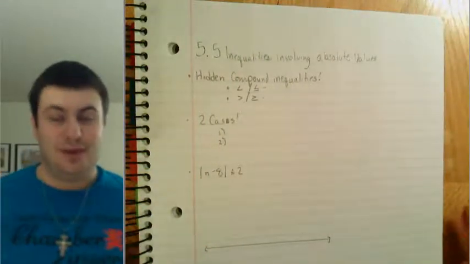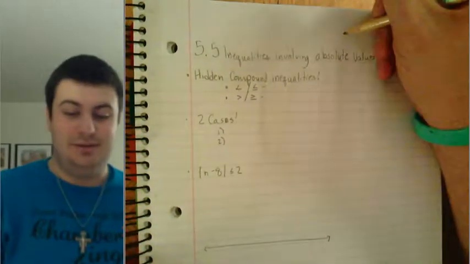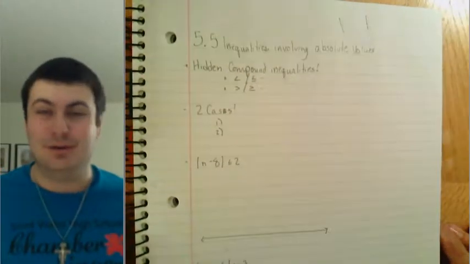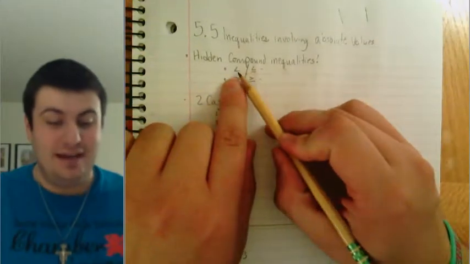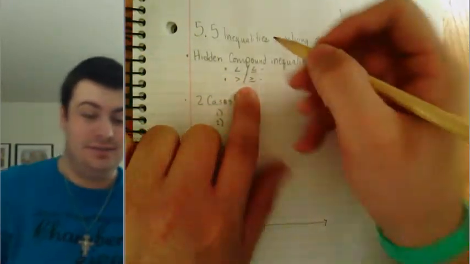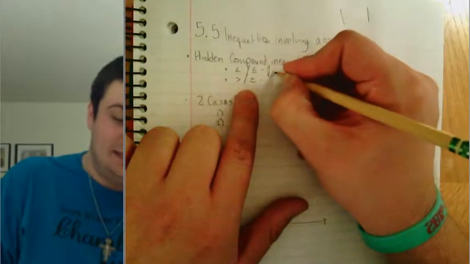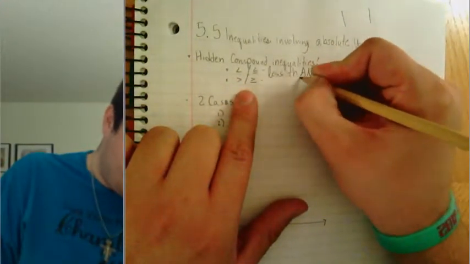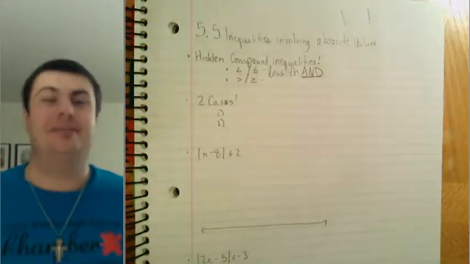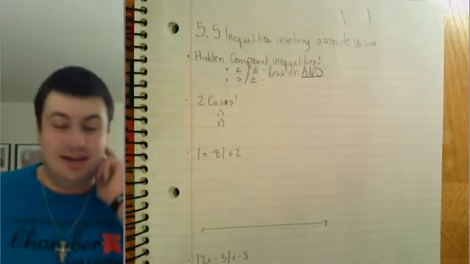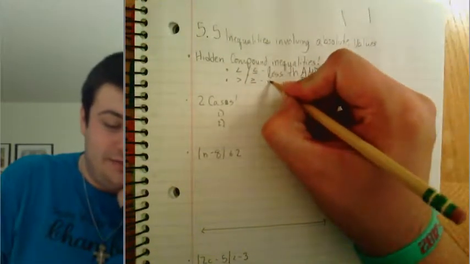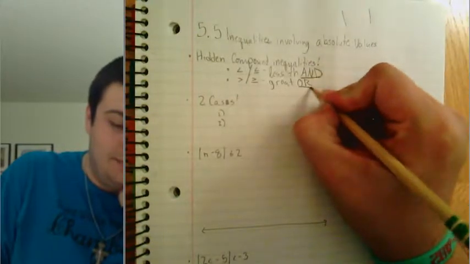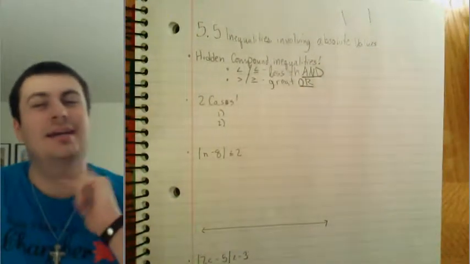When we have inequalities that involve absolute values, remember absolute values being the symbols that look like that, these are hidden compound inequalities. If we have a less than or a less than or equal to, we're going to think of this as a less than statement. If it's less, it's a hidden and. And if it's a greater or greater than or equal to, we have a hidden greater statement. And you'll see what I mean in just a second.